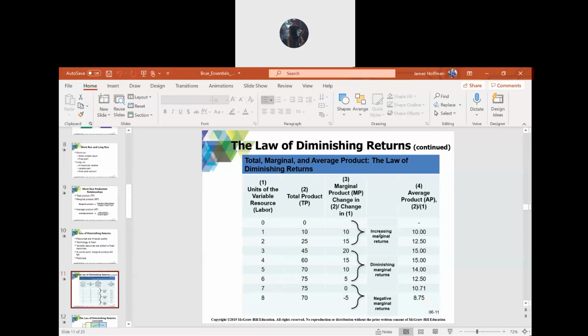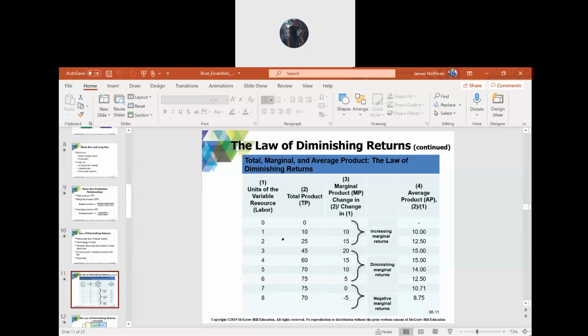Okay, so normally the first stages of production are you get increasing returns, and then the second stage you get diminishing returns, which means that you're getting increasing returns at a decreasing rate. And then the third stage is you get negative returns, and that's the point when you don't want to add any more labor, because each additional marginal unit is actually taking product away.